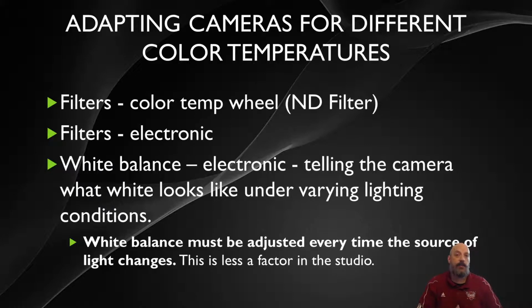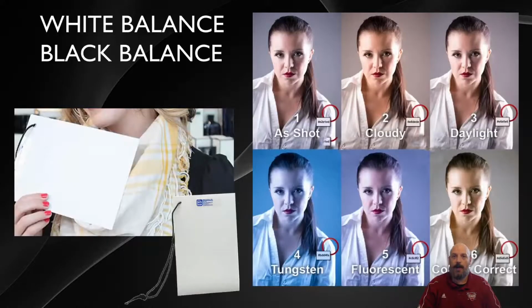Now, in a television studio, this is less of a factor because we tend to keep the same lighting for all of our different sets. So we don't have to really white balance every time we move a camera to change a set, because the entire studio is lit in the same type of lighting. So when we're talking about getting a white balance, this is usually just a white piece of paper or a card that can be held up.